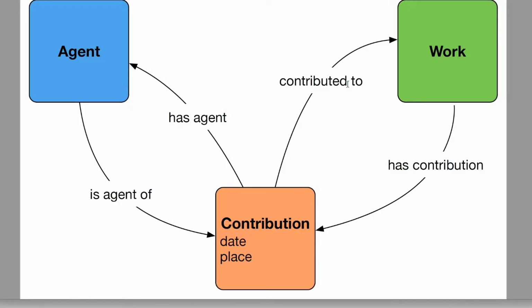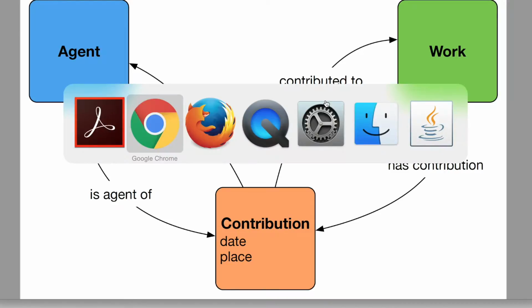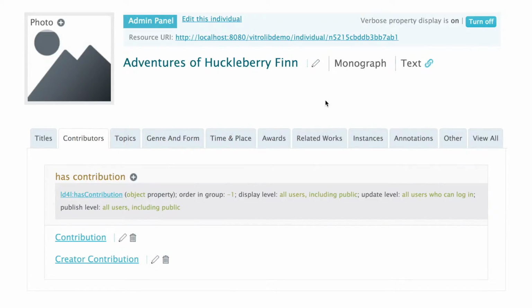As you can see, the has contribution property links a work to this contribution object, and this property has an inverse, contributed to. There's a has agent property that links the contribution to the agent, which could be a person or some other type of agent, and this property also has an inverse, is agent of. The work is linked to the agent only through the contribution entity. This differs from the relationship of the work to the instance, where there is a direct link with no intermediate entity. So let's go back to the work profile page.